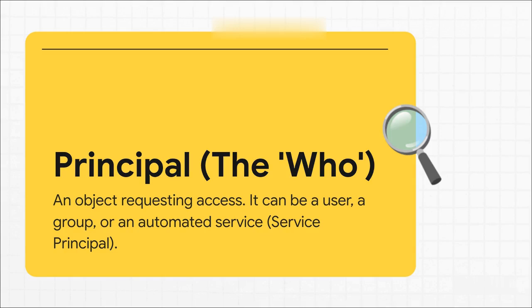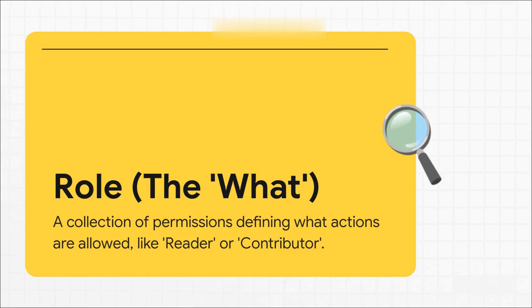This could be Jane, the developer. It could be a group, like the entire dev team. Or, and this is key for automation, it could be a script or a pipeline which gets a special non-human identity called a service principal. So we've got the who, next we need the what, and that's the role. The role is basically a job title.